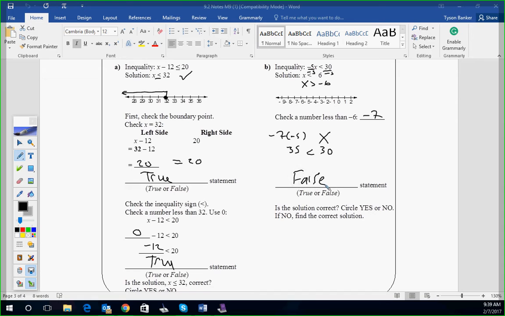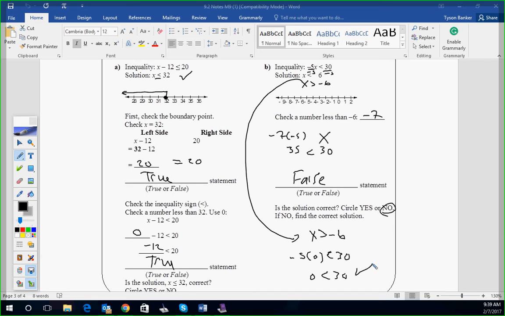And then it says, if the solution is correct, circle yes. If it's not, then find the correct solution. We already found the correct solution. It'd be this: x greater than -6. So for example, we could try 0, right? If I tried 0, -5 times 0 is less than 30. -5 times 0 is 0. Is 0 less than 30? It is. So we've confirmed that our new solution is correct.